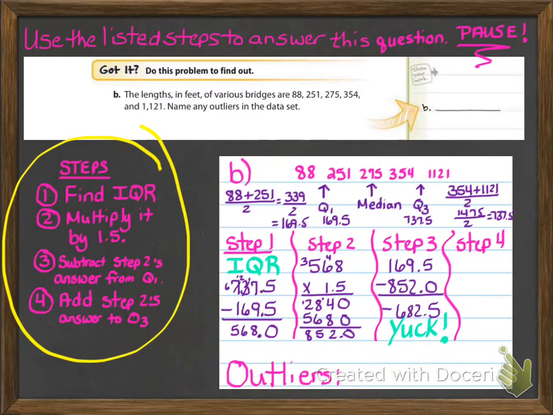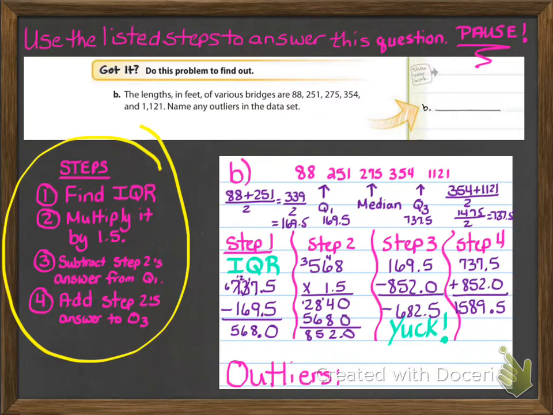All right, and let's do step 4. Step 4 says you're going to take quartile 3's number, which is 737 and 5/10, and add the 852, which we got from step 2, to it. And then you get 1,589.5.